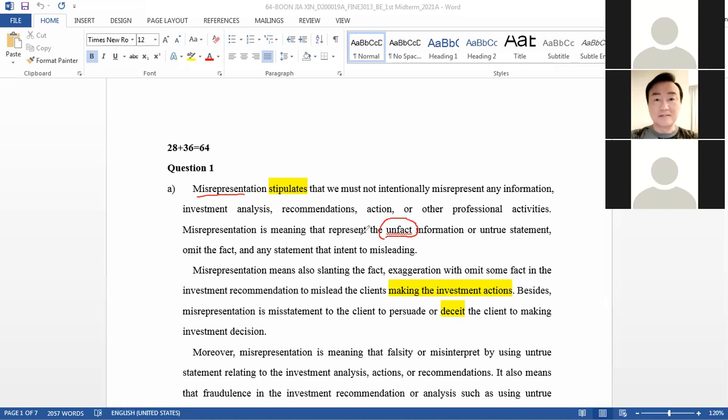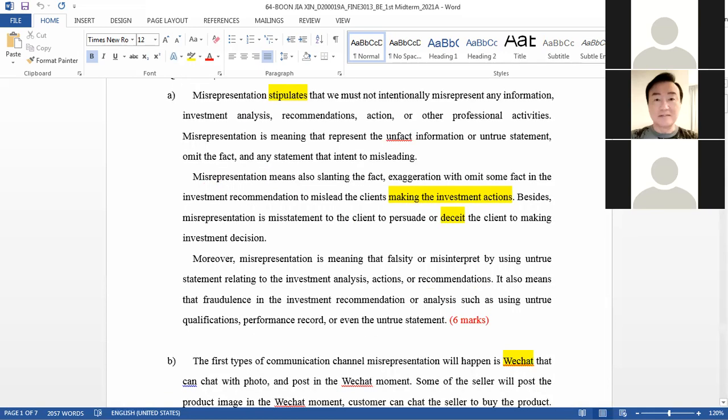Is meaning that represent the unfact. There's where got such word as unfact. Right, you can see the red marks. It has been highlighted already, so I don't know why you don't go and check it. There's no such word as unfact.